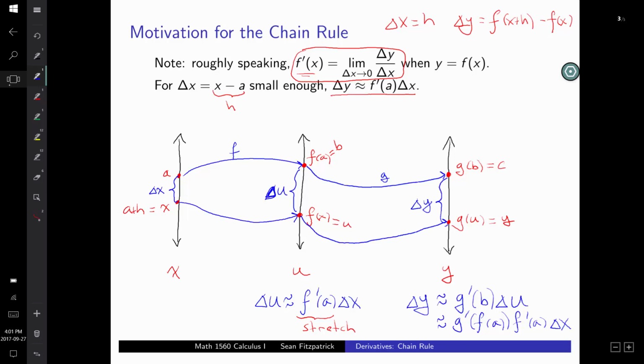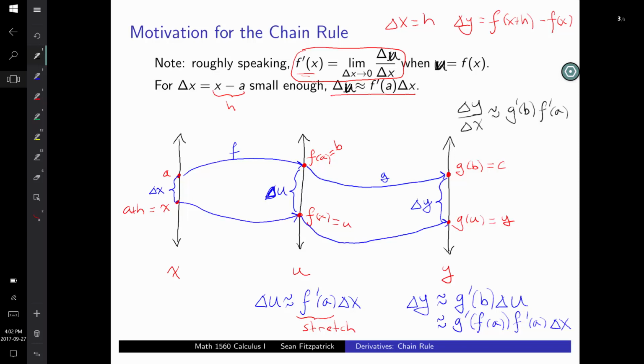Notice how we get a product of the two derivatives. So the overall change, the ratio between delta y and delta x, and maybe we should have put u's up here, let's say that's a u, just to avoid confusion. So our delta y over delta x ratio here is approximately g prime at b times f prime at a. It's just the product of the derivatives.